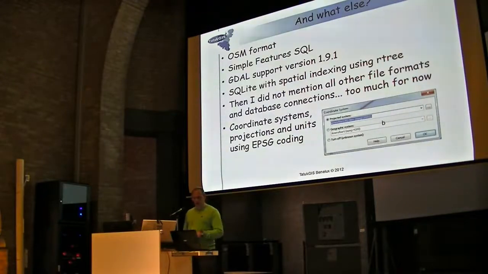Since version 2, we also have the coordinate systems and the projections. There were some problems in the beginning because of all kinds of calculations and reprojection on the fly with all kinds of data. Sometimes it was shifted a little bit, by 1 or 2 meters in the Netherlands, because we have a special kind of projection here. But it now uses the whole EPSG coding of the OGC.